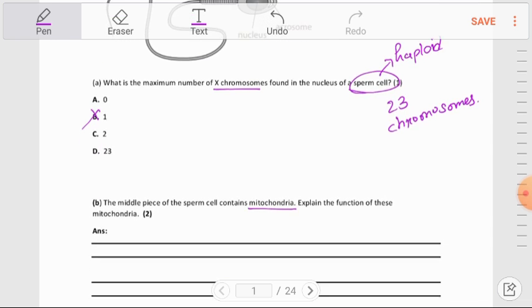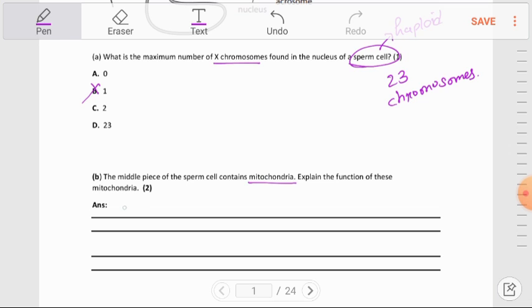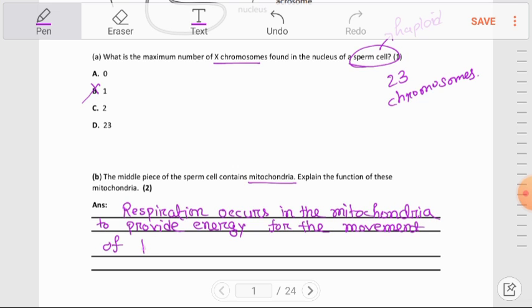So it has 2 marks. We can write our answer as respiration occurs in the mitochondria to provide energy for the movement of the sperm. With this, our 1B ends. Moving to 1C.